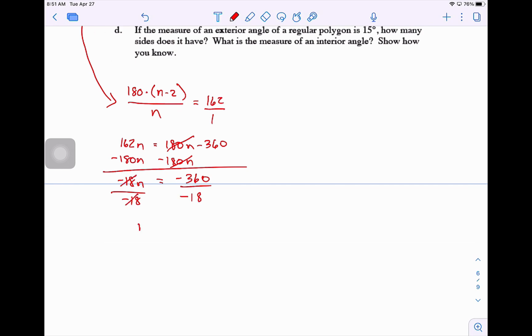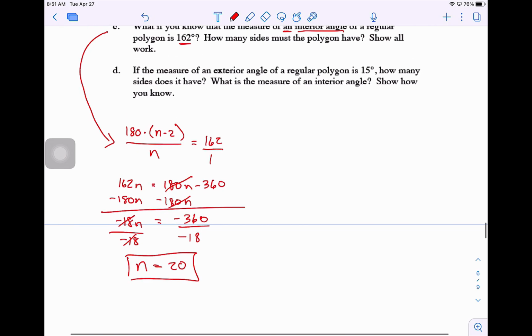And those cancel, and in this case would equal 20. So in this scenario, when they ask you how many sides must the polygon have if each one of the regular interior angles is 162 degrees, that has to be a 20-gon. It's got to be a 20-sided shape. Okay? Now, I told you this would be how you can find it directly. I told you there's a different way where you can find it indirectly, and it's actually a lot easier.